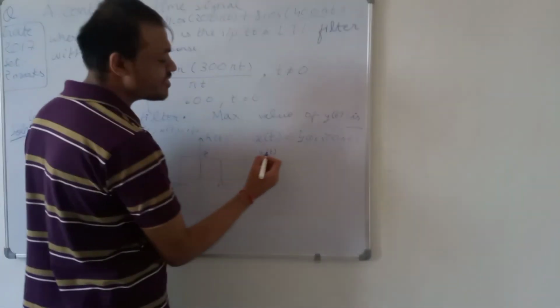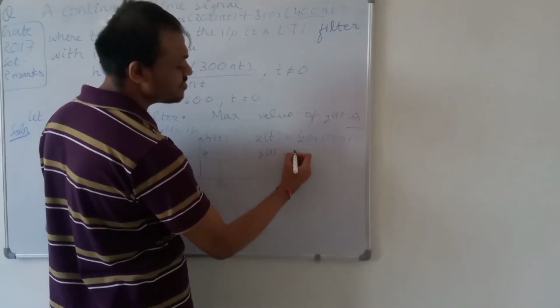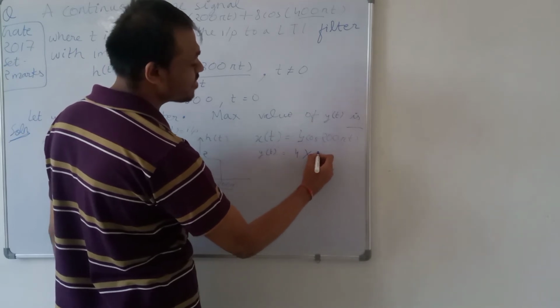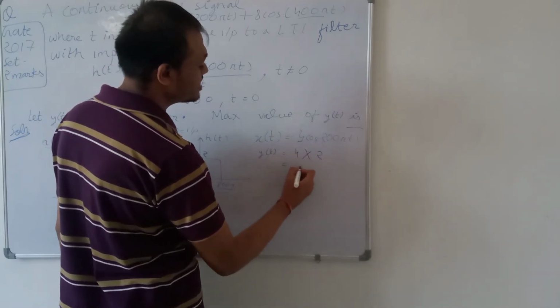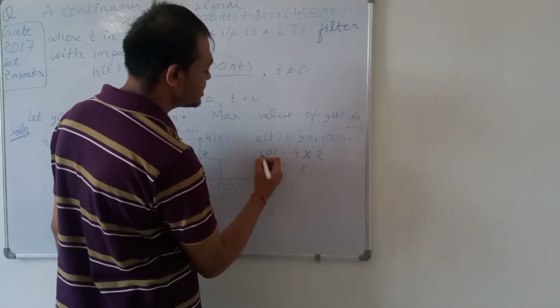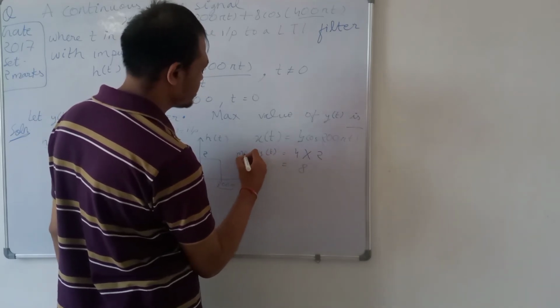So the maximum value of y(t) will be the maximum value of the input, which is 4, multiplied by the maximum value of the impulse response, which is 2. So it is equal to 8. So the maximum value of y(t) is 8. This is the y(t) maximum.